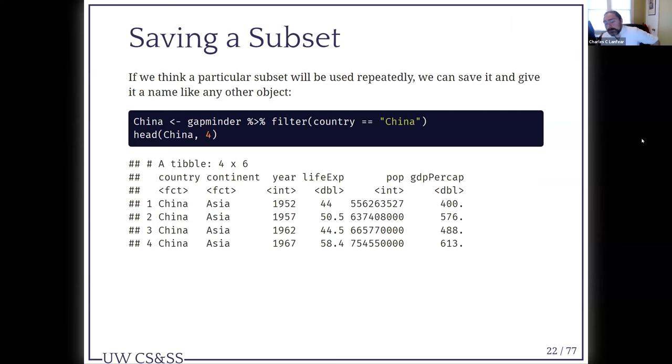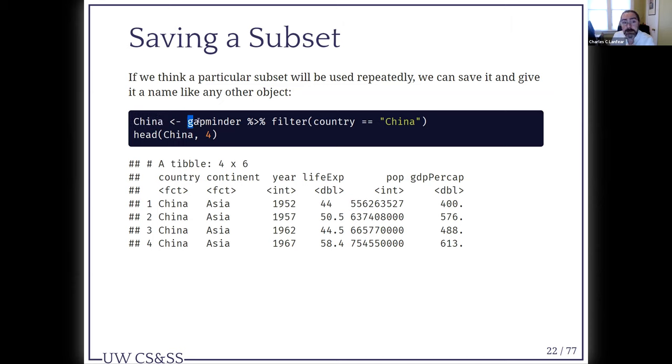Next thing we might want to do, maybe you want to filter your data down, subset it to something, but you want to use that subset multiple times. Rather than subsetting down every single time you want to use that particular thing, you could subset it and then save it as something. So here, as an example, what I want to do is take my Gapminder data and then filter it down so that the country is China. But I want to keep using the data from China over and over again. So I'm going to assign the output of this entire statement to the object China.